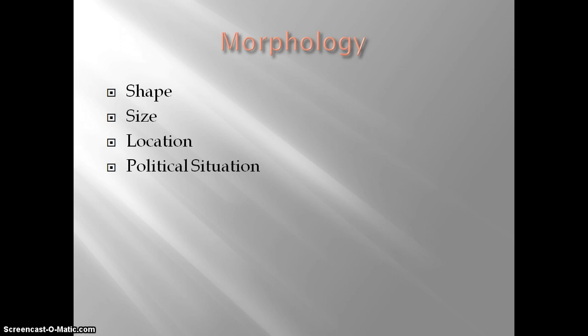Morphology is just a fancy term to refer to the shape of the state. But when we talk about morphology, it gets beyond just the shape of the state. Territorial morphology is the relationship between the size, shape, location, and political situation that a state finds itself in. As we look over these several different examples, we'll find that morphology can have a tremendous impact on the relationships within the state, and how cohesive the state is.